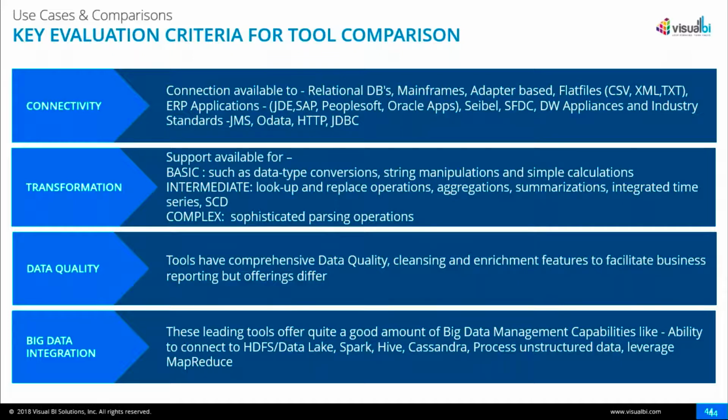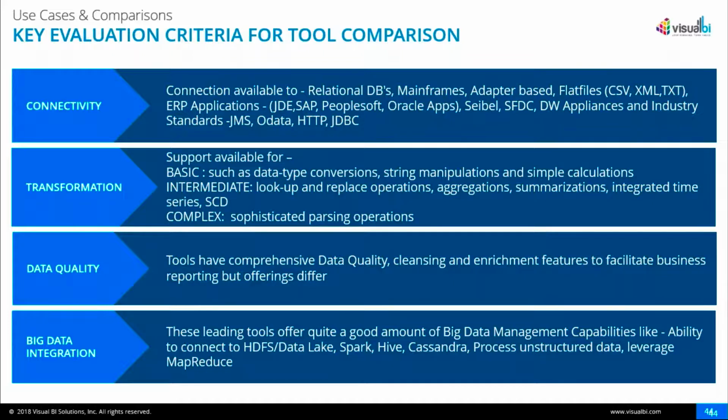So when you look at connectivity today, all of the tools give you connection to the systems that are shown here: enterprise applications, databases, appliances, and standards. If you take transformations, we are looking at the basic transformations, intermediate transformations, and the complex transformations. And again, the capabilities are available with all of the tools. So we will be discussing more on how you write custom transforms and what kind of capability each tool is offering to write a custom transform.